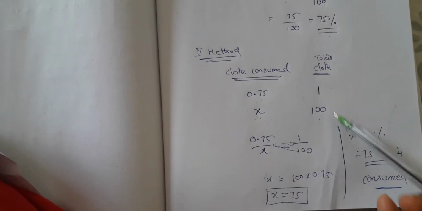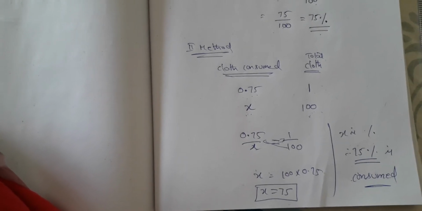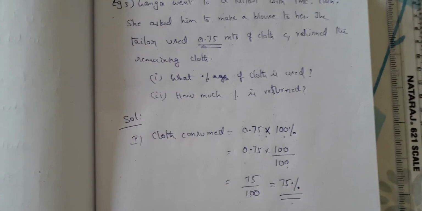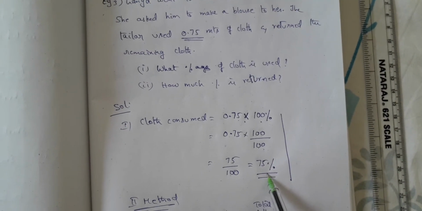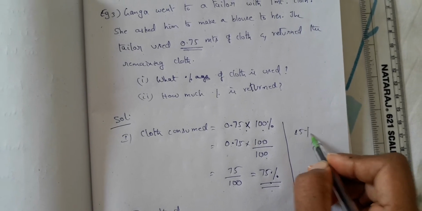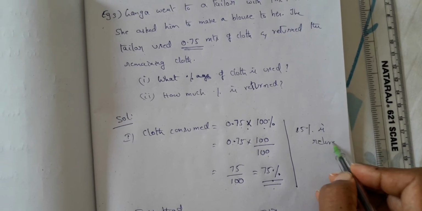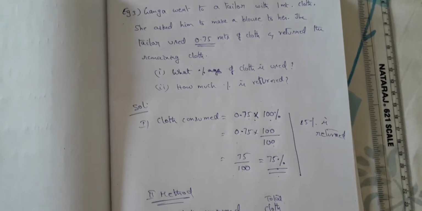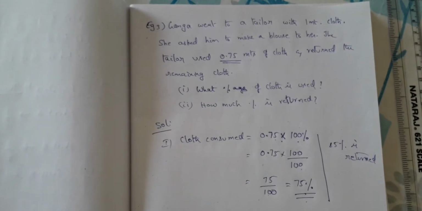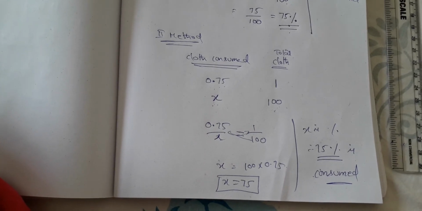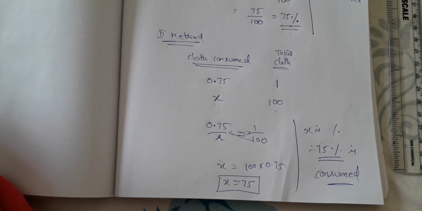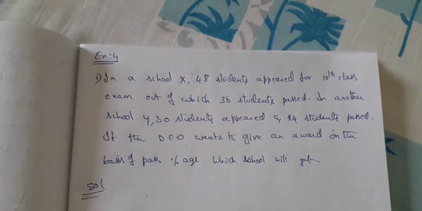Okay, children. So this is again the ratio method. Pause the video for a moment and copy down. How much is returned? Here itself you can write: 75% is consumed. How much is returned? 25% is returned. So you just subtract 75 from 100. That's all. Okay? Take a screenshot. Copy the notes properly.